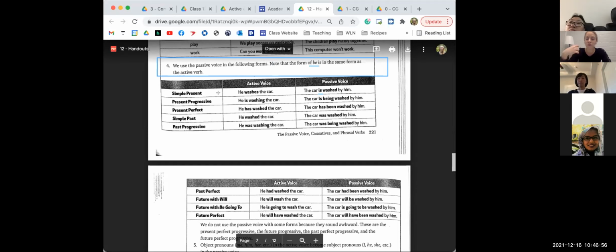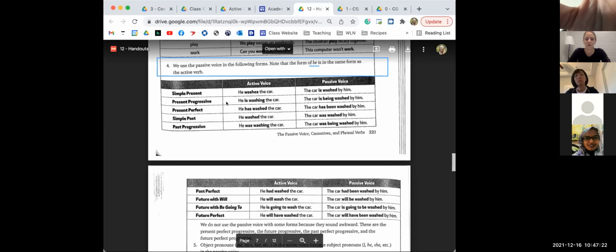In the simple present, we saw lots of examples on that previous page. He washes the car. The car is washed by him. So we follow this: is, be in the past participle, washed. Be is in the simple present. So we know this is the simple present passive sentence.